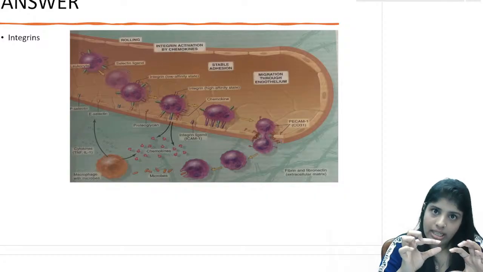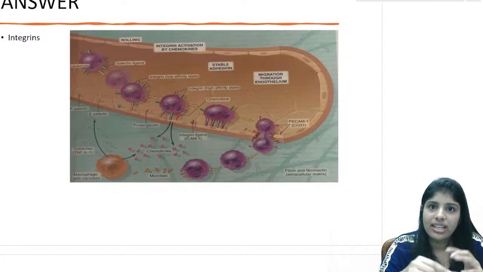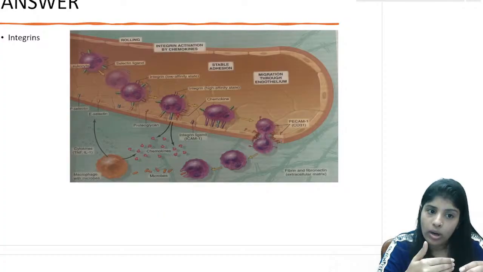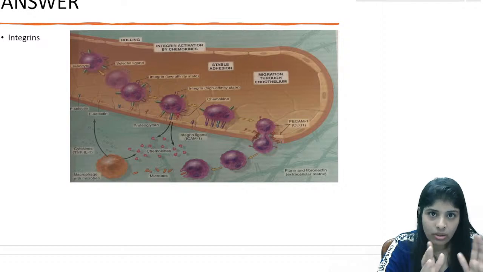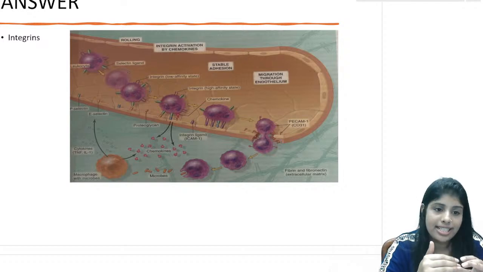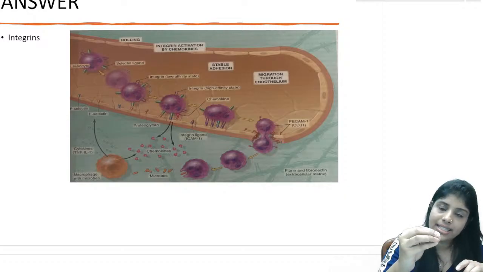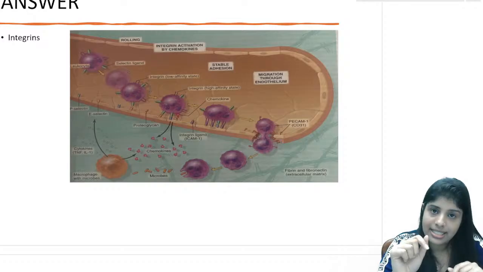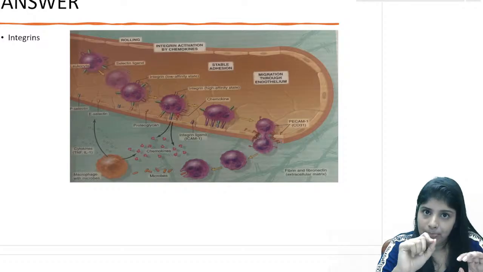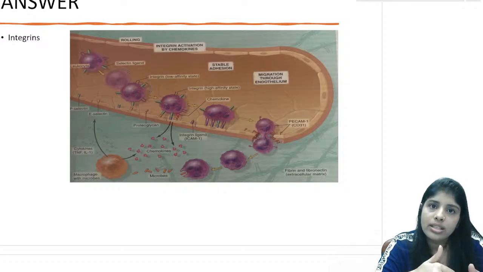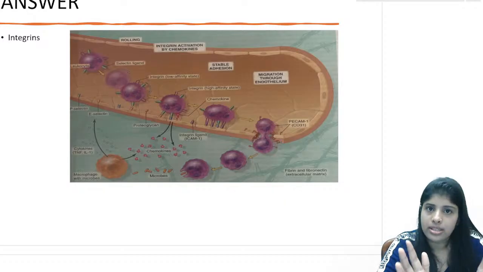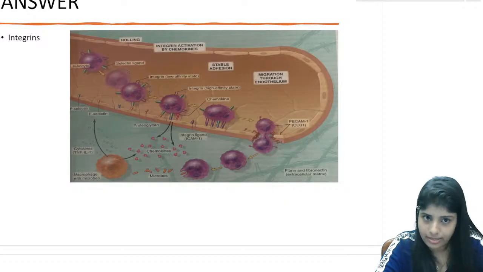After that they get adhered to the endothelium. That adhesion is done by integrin. It's kind of integration, right? Integration of the leukocyte to the endothelial wall is helped by integrin. After that, these cells seep through the endothelial wall. That is called diapedesis, and it is done by PECAM. Then they go near the site of the injury, and that process is called chemotaxis.